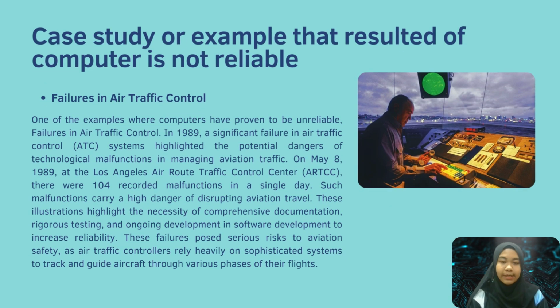Next, let's see some case studies or examples that resulted from computers not being reliable. One of the examples where computers have proven to be unreliable is failures in air traffic control. In 1989, a significant failure in air traffic control or ATC systems highlighted the potential dangers of technological malfunctions in managing aviation traffic. On May 8, 1989, at the Los Angeles Air Route Traffic Control Center (ARTCC), there were 104 recorded malfunctions in a single day. Such malfunctions carry a high danger of disrupting aviation travel.